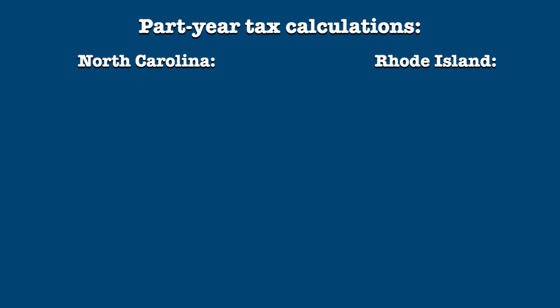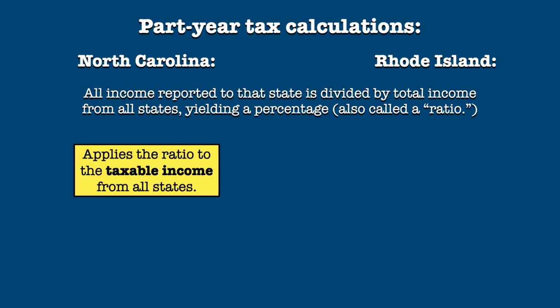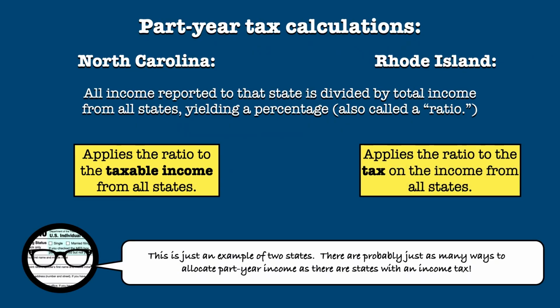North Carolina and Rhode Island represent 2 different approaches to handling part-year returns. For both North Carolina and Rhode Island, all income reported to that state is divided by the total income from all states, yielding a percentage, which is also called a ratio. North Carolina applies the ratio to the taxable income from all states, whereas Rhode Island applies the ratio to the tax on the income from all states. Let's see how this works by looking at their state tax returns.